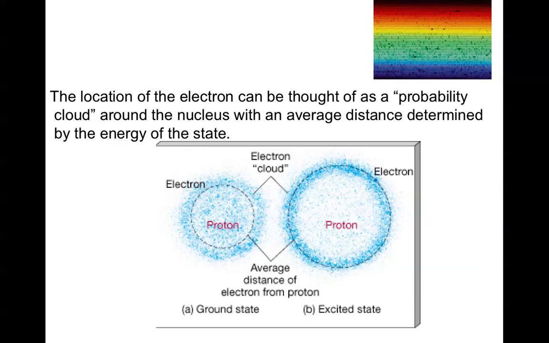Now, when you think about this in a more realistic way, the location of the electron can be thought of as a probability cloud around the nucleus. We can't pin down the exact location of this particle, but we can characterize it by its average distance and by the well-determined energy of the state. So you can think of it as a probability cloud around the proton.